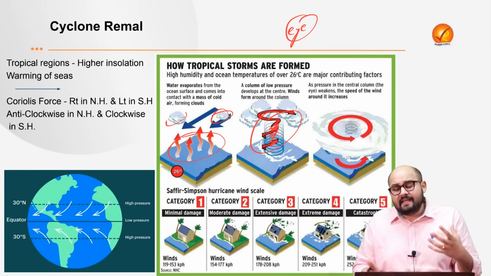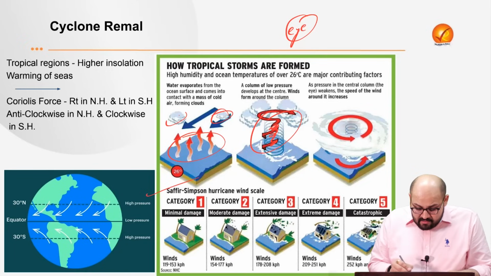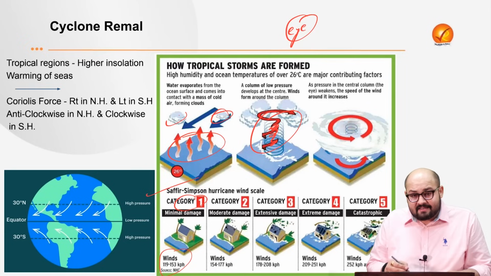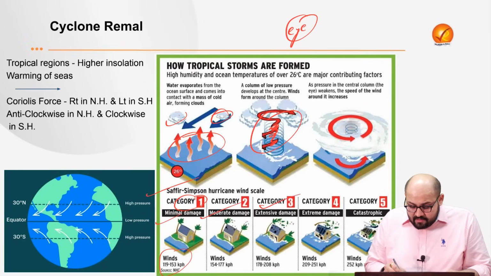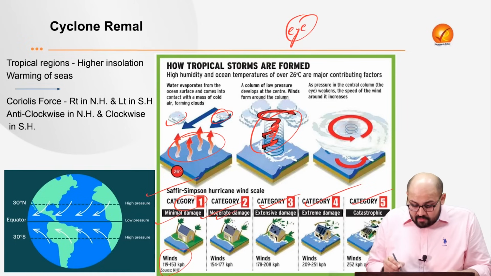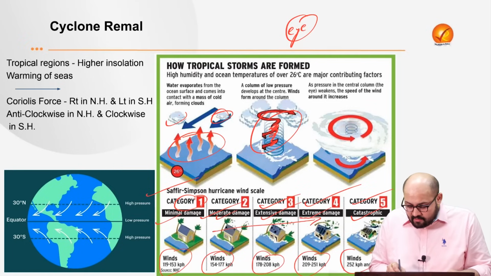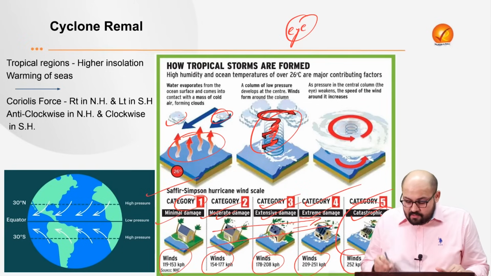Now, based on the speed of these winds, we have a particular scale known as the Saffir-Simpson scale. So what it says is that you have category 1, in which the winds of the cyclone are between 119 and 153 km per hour. You categorize it as category 1. So you have different categories with respect to the damage it can incur: minimal damage, then moderate damage, then extensive damage, extreme damage, and catastrophic. All these categories are different on the basis of the wind speed. Here the wind speed is increasing, right? And it can also lead to a catastrophic situation, right?